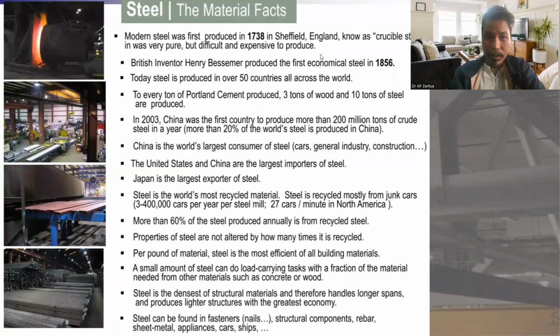Okay. So we have the characteristics of the steel. Modern steel was first produced in 1738, the same quality as of today. Okay, known as crucible steel, and that's very pure but difficult and expensive to produce. British inventor Henry Bessemer produced the first economical steel in 1856, more than 100 years after the first commercialized steel. Today, steel is produced in over 50 countries all across the world. To every ton of Portland cement produced, 3 tons of wood and 10 tons of steel are produced.